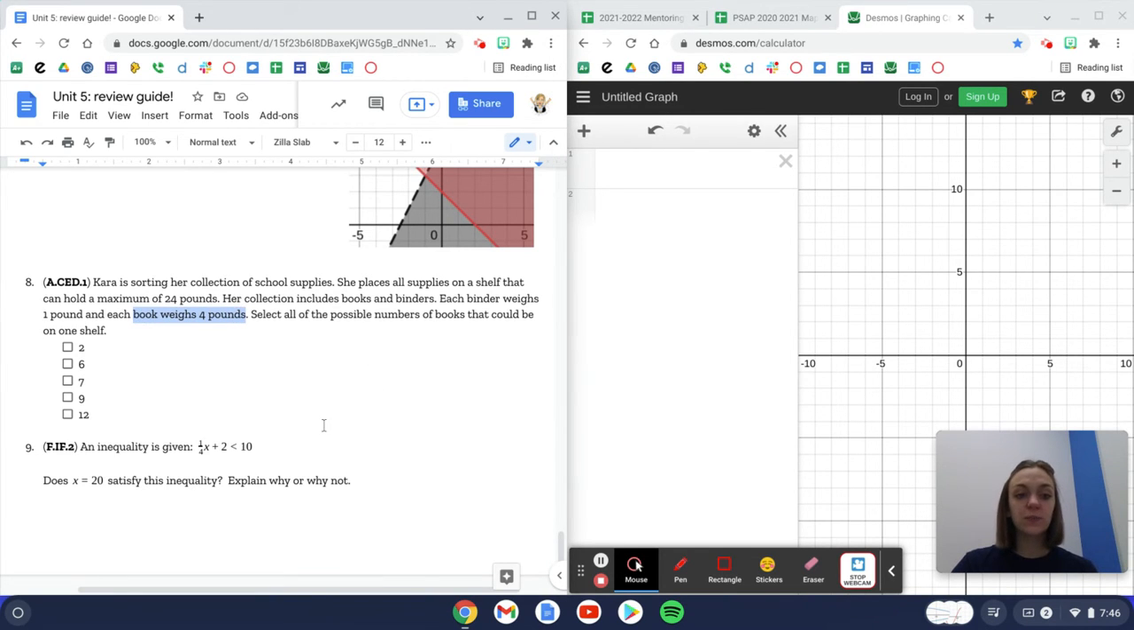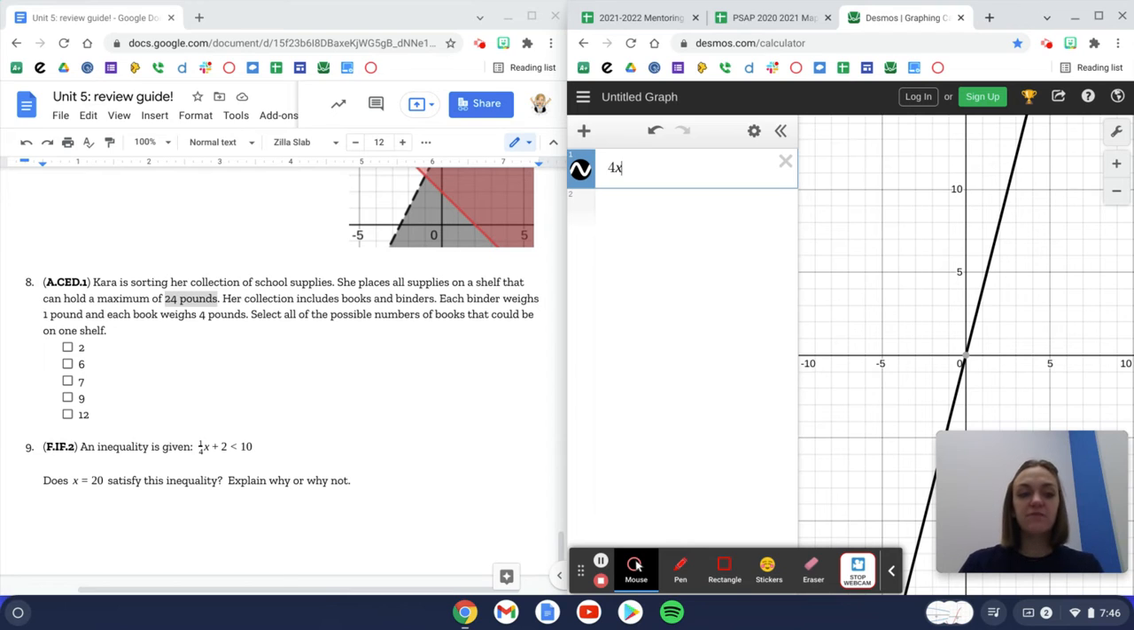So I know that each book weighs 4 pounds. That's what I'm going to focus on. And I know that the maximum is 24 pounds. So I'm going to use a variable to represent my number of books. I'll just use X.